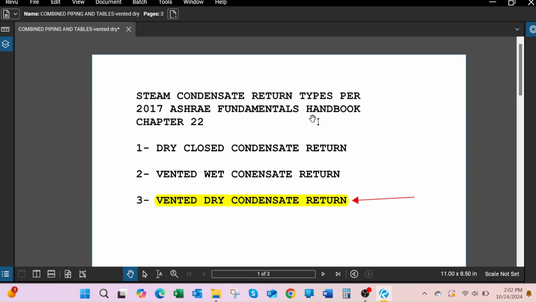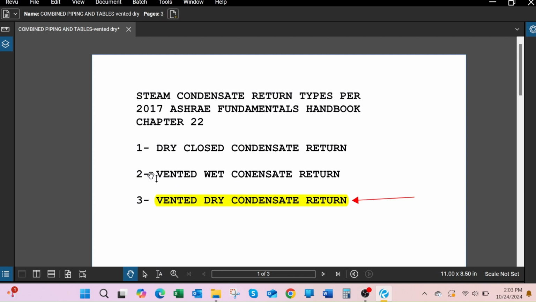According to the ASHRAE Fundamentals Handbook, Chapter 22, there are 3 types of condensate return: the dry closed type, the vented or open wet type, and the vented or open dry type. The dry closed type is the most common, mostly used in industrial steam plants. I have a tutorial for pipe sizing for this type on YouTube.